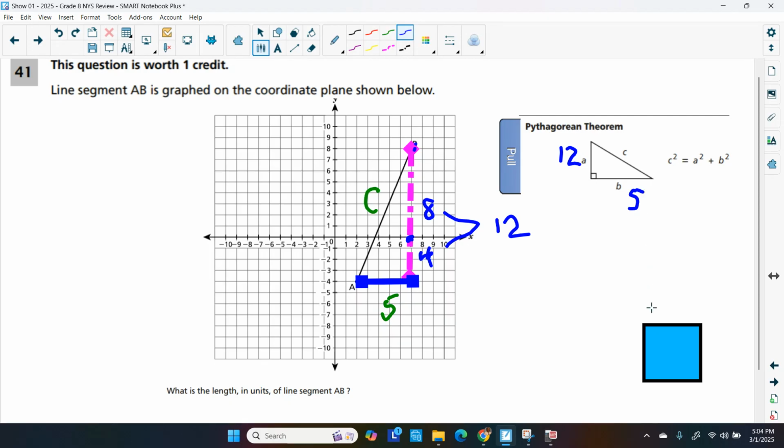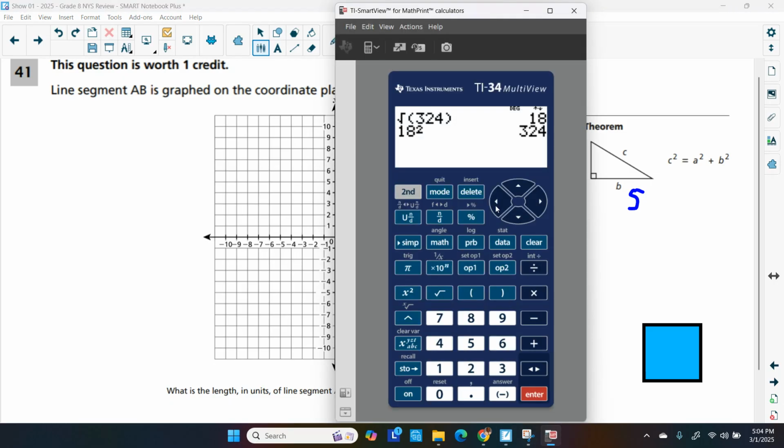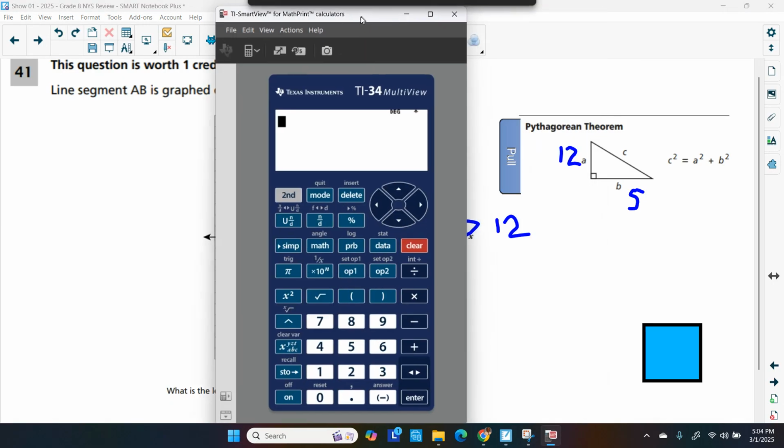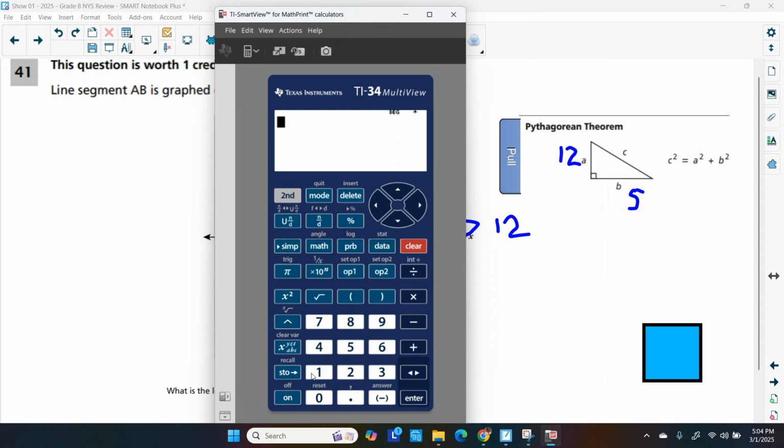So just like I did a few minutes ago, let me get my calculator and type 12 squared plus 5 squared, and see what that equals. Equals 169. Now, to find out how much C is, I have to take the square root of 169, and that'll give me the number that I'm looking for. So the square root of 169 is 13.